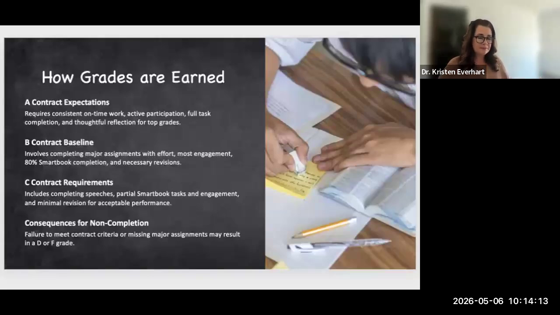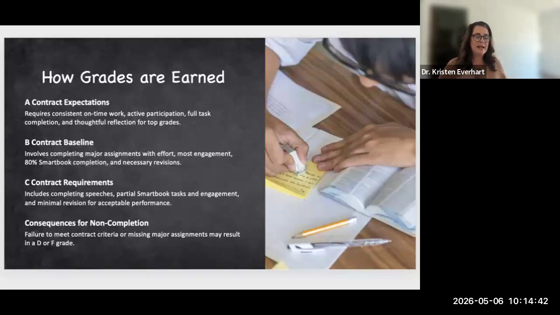So the A contract expectations really emphasize that work is turned in on time or even early, so then I can look at it before the due date passes and we can avoid any potential revisions. Active participation, full task completion, and then thoughtful reflection for top grades, really looking for that sincere effort from students.